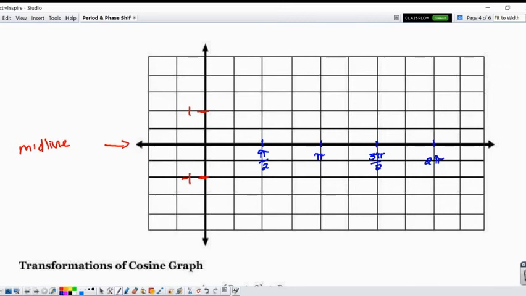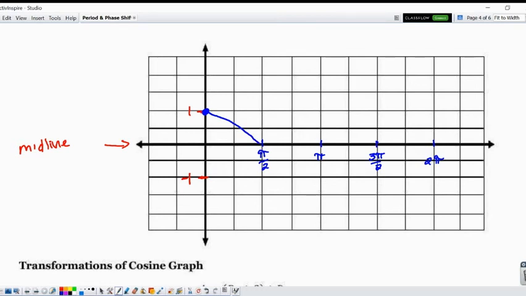All right, and here's our big difference. The cosine curve does not start at the midline value. Remember that the cosine curve begins at a maximum value. So we're going to start up here at our maximum value, which is 1. And then each of these unit values that we've marked on the axis is going to represent one of those important features. And the first thing it's going to do is come down and hit at pi over 2.